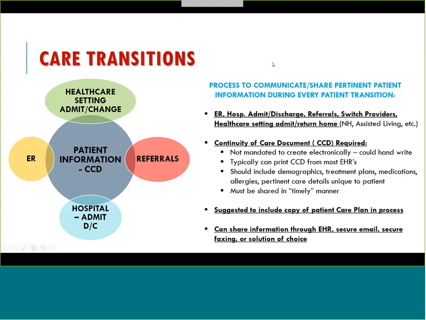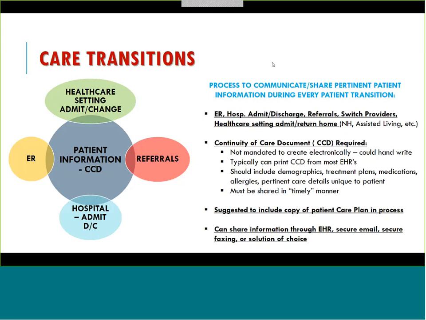Okay, so care transitions, this can be confusing for some people, and I get a lot of questions on this. What exactly are the parameters? What does it mean? As you can see in the little diagram, it's really just about that patient information and that continuity of care document. Per CMS, they require that a continuity of care document is included in the process.